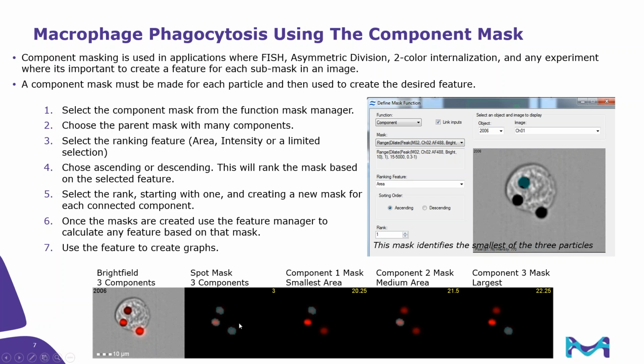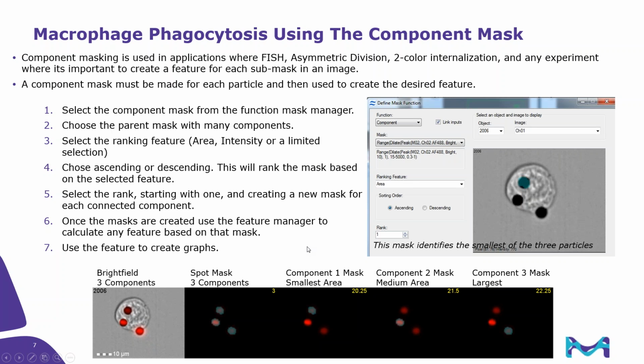And if you look at the imagery down here, you can see this is a 3-component mask. The area of the smallest bead is 20.25 microns squared. Component mask 2 is going to mask the medium-sized particle, and component mask 3 is going to mask the largest particle. Now this requires you to iterate through the component masking 3 times to get these 3 individual masks. But once you have each of these particles identified, you can go in and quantify either the size of these particles or the total intensity.